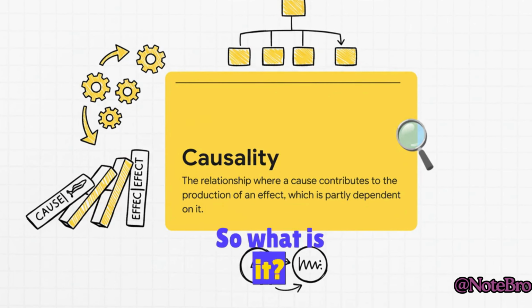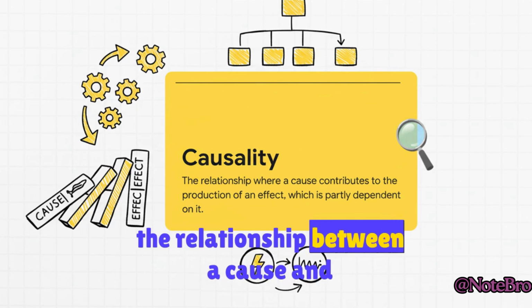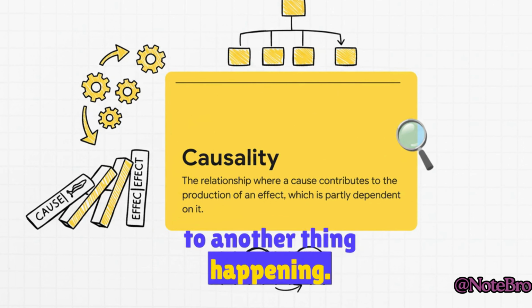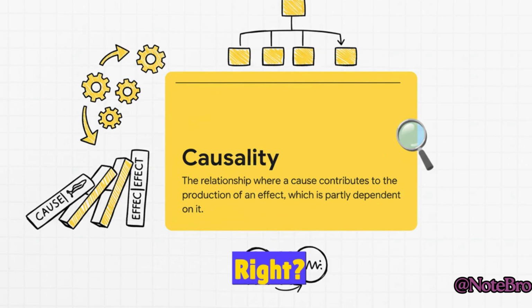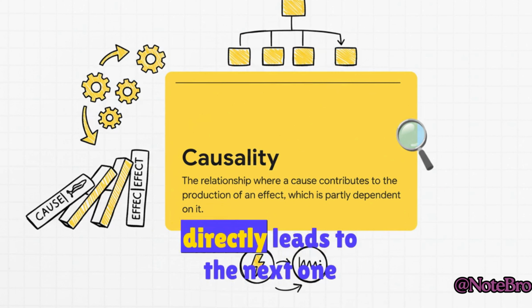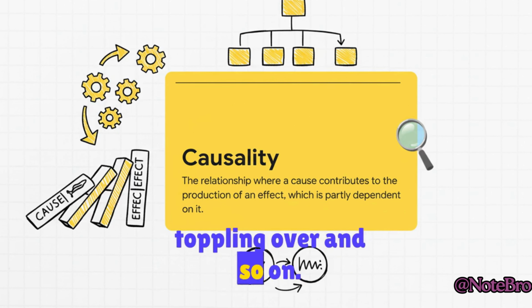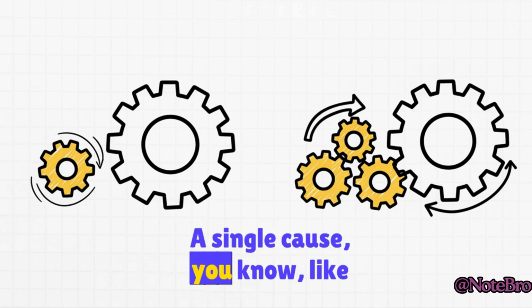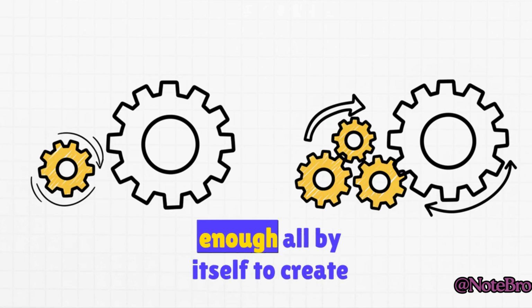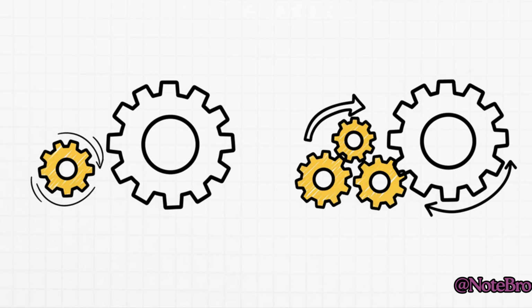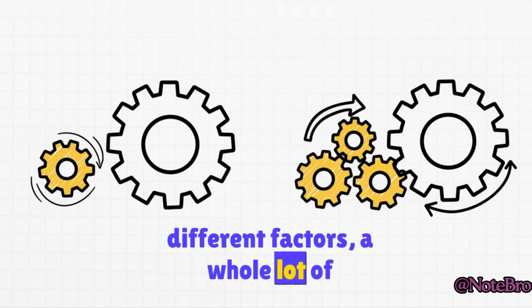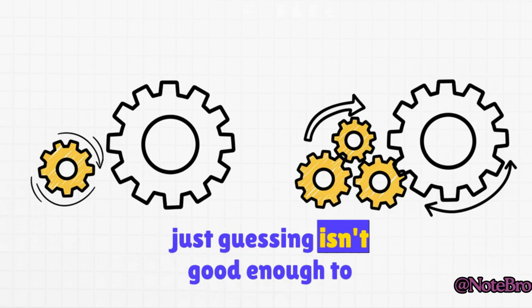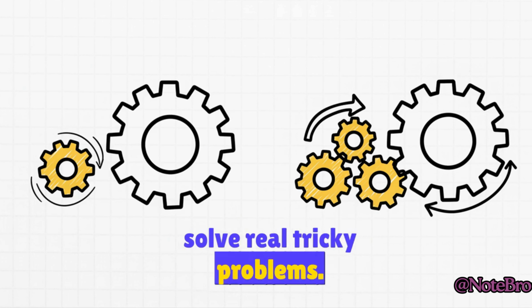Okay, so what is it? At its core, causality is just the relationship between a cause and an effect. One thing happens, and that contributes to another thing happening. Think of it like a chain reaction, right? The first domino falls, and that directly leads to the next one toppling over, and so on. But here's the catch, and this is so important. A single cause, like one little gear turning, often isn't enough all by itself to create the final effect. You usually need a bunch of different factors, a whole lot of gears, all working together. And that complexity, that's exactly why just guessing isn't good enough to solve real, tricky problems.